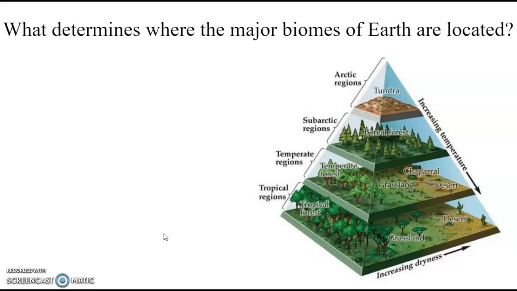We left off with this question: what determines where major biomes of the earth are located? So why is a deciduous forest here? Why is a coniferous forest in northern Minnesota? Well, it has to do with climate. The climate in this part of the state is different than northern parts of the state or western parts of the state.